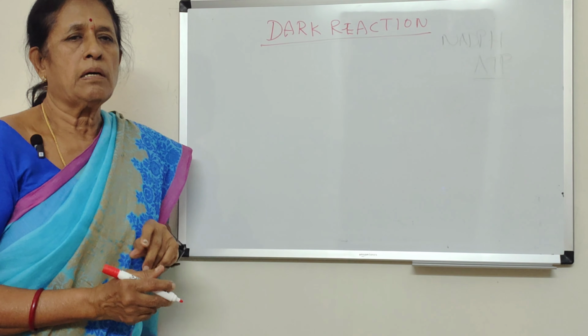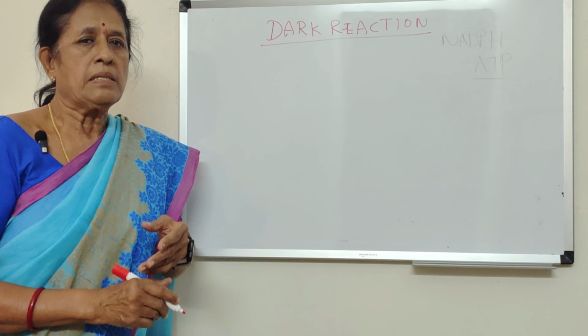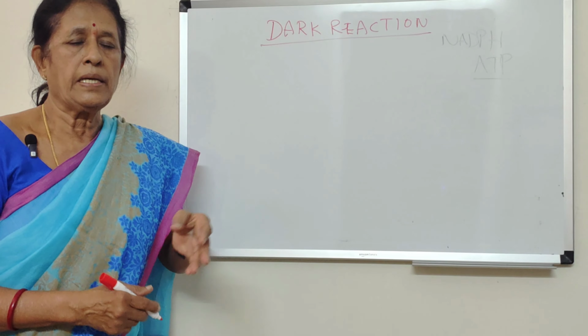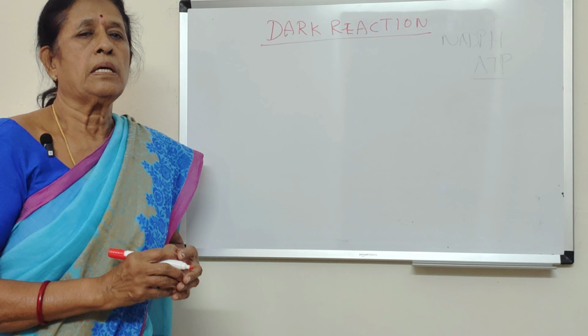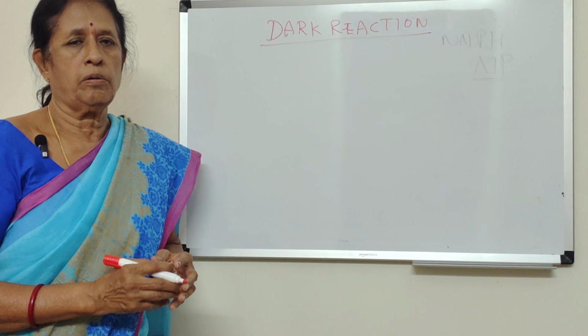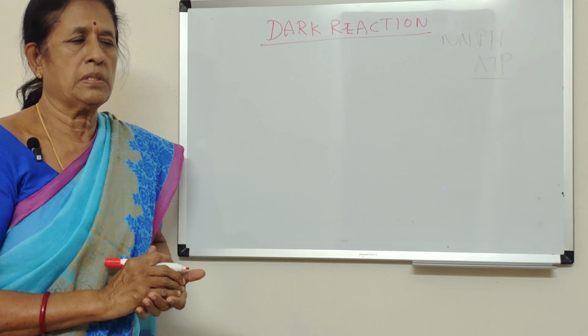So light reaction is always followed by dark reaction. It is the second step in photosynthesis. It is a light independent reaction and it takes place in the stroma part of chloroplast. Second step in the process of photosynthesis.